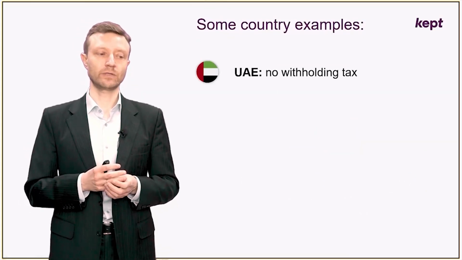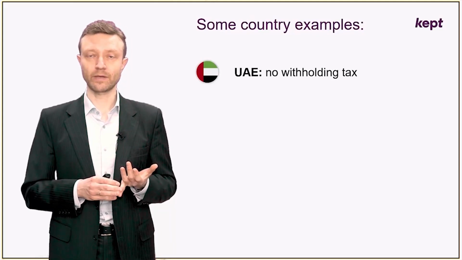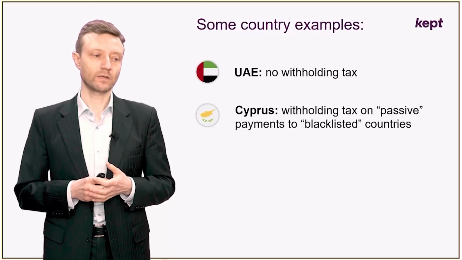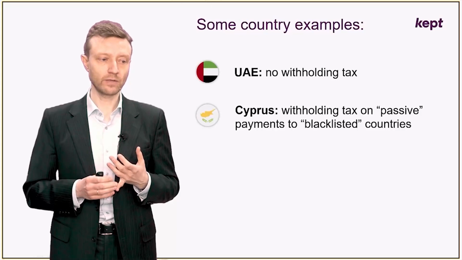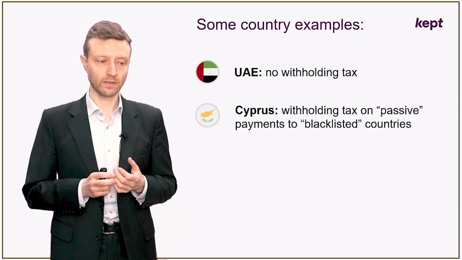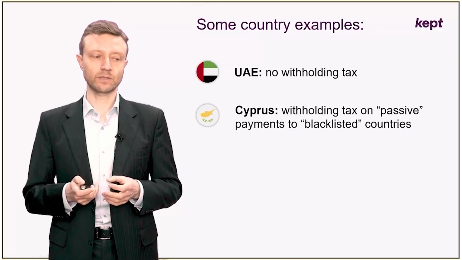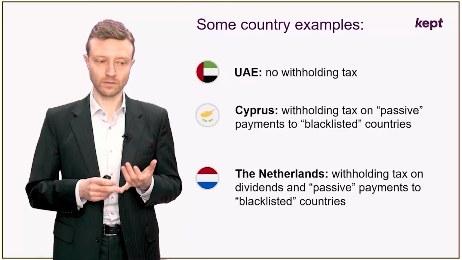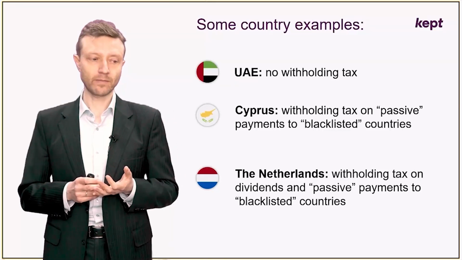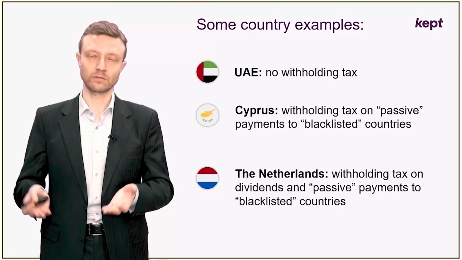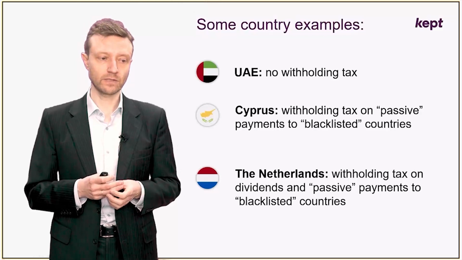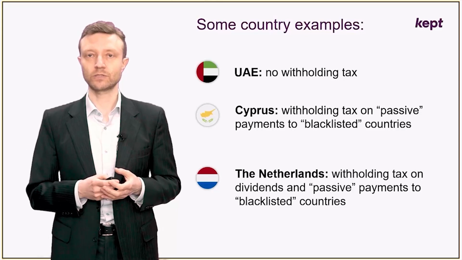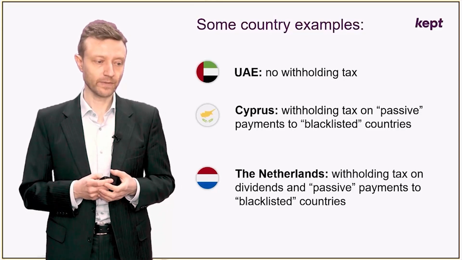Let's look at some country examples. For example, in the United Arab Emirates, there is no withholding tax at all. In Cyprus, withholding tax started to apply to certain passive payments, but only to blacklisted countries. So in most cases, withholding tax does not apply in Cyprus. But blacklisted countries should be taken care of, because, for example, payments from Cyprus to Russia in the form of dividends, interest, or royalties, passive types of income, are going to be subject to withholding tax because Russia is blacklisted by the European Union.